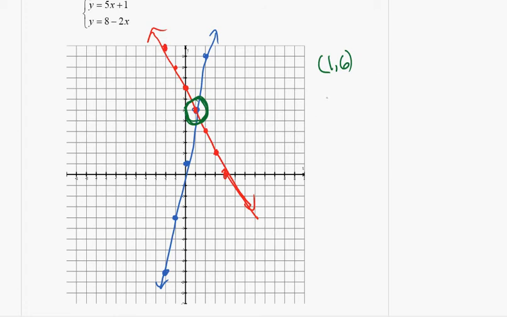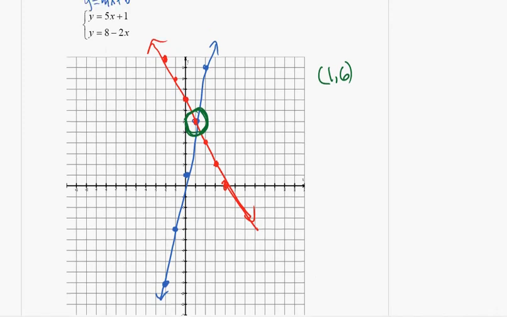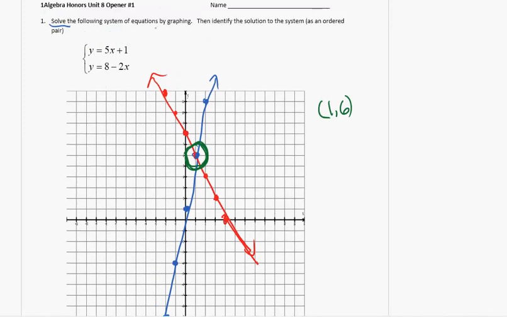So I'm just going to real quick check and make sure that does work. I'll go back and look at the top equation, and I'm going to substitute a 1 in here for x, so 5 times 1 plus 1. 5 times 1 is 5, plus 1 really is 6, so it works in the top equation. When x is 1, y is 6. And then I'm going to check it in the bottom equation.